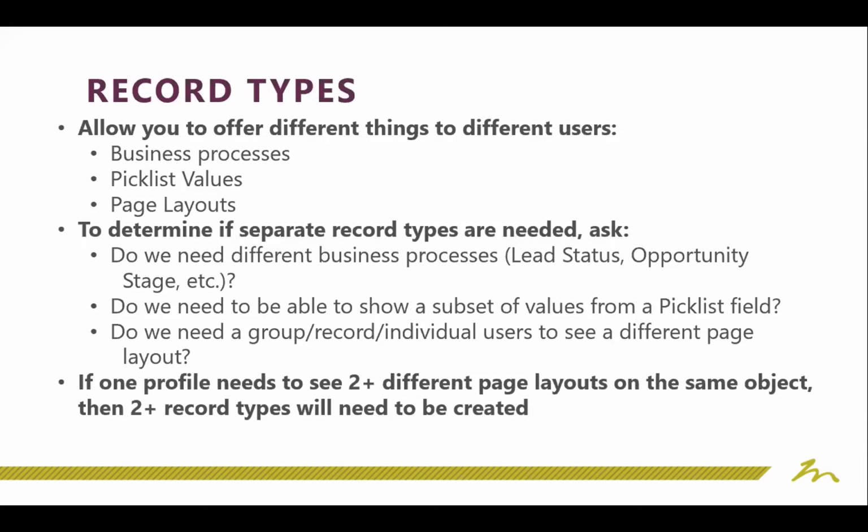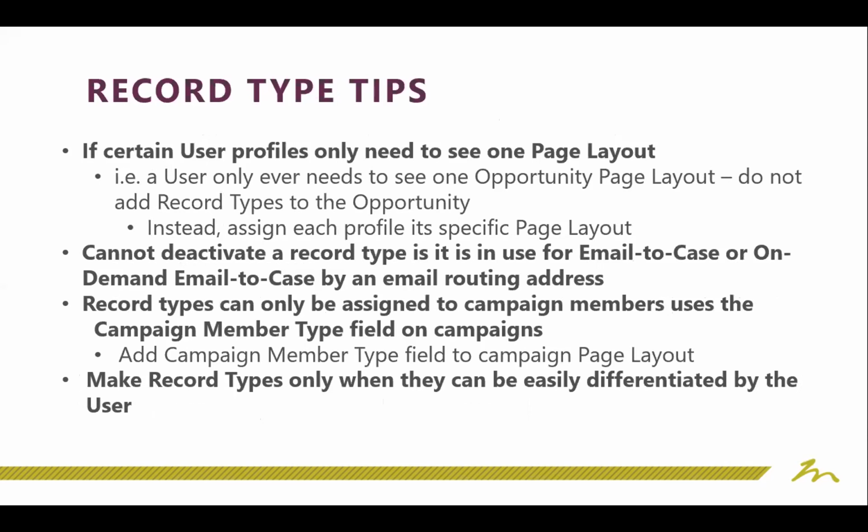If one profile needs to see 2 or more different page layouts on the same object, then you need to create 2 or more record types. So you need to create as many record types as you need page layouts on the same object. Some basic tips around that then. If certain user profiles only need to see one page layout, then that's when you focus on assigning just a specific page layout. I always go with examples. If you only ever need to see that one opportunity page layout, don't add multiple record types. That's just a waste of time and effort.